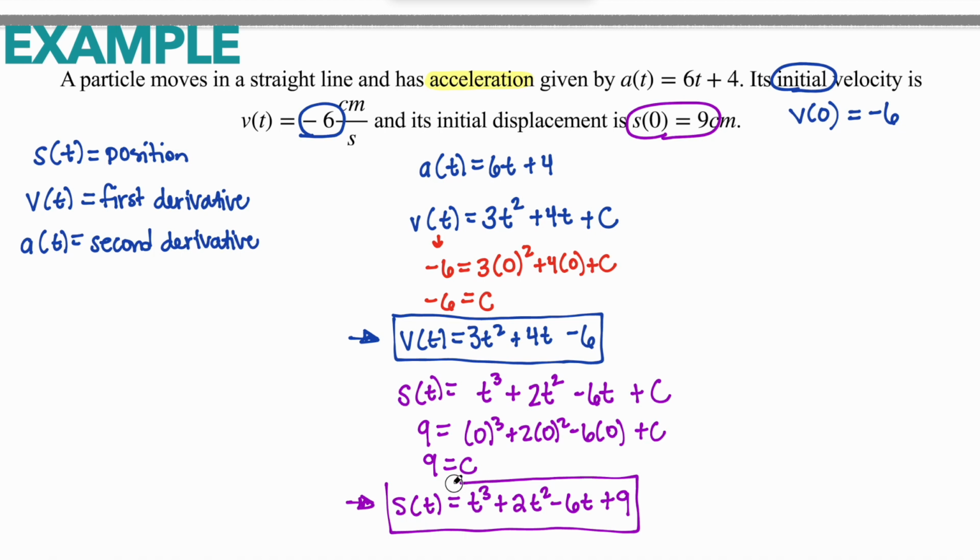And you can check your work now. If you take the derivative of the position, do you get this velocity? So t cubed becomes 3t squared. That worked. 2t squared becomes 4t. Yes, that worked. Negative 6t becomes negative 6. That worked. And the derivative of 9 is 0, which is why it's not there. And those are going to be your answers.